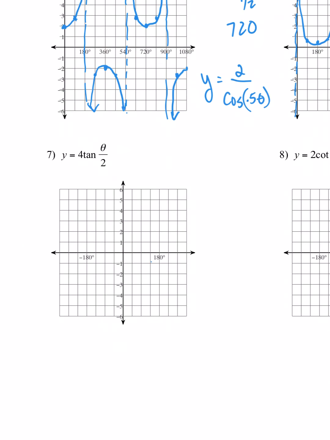So tangents also have no amplitude. None of these have an amplitude. Do not get that wrong. That's 1 point. But your period is 180 over 1/2. And that would be 360. Don't forget that it changes. You've got a formula sheet. Use it. And each one of these tick marks are 45.